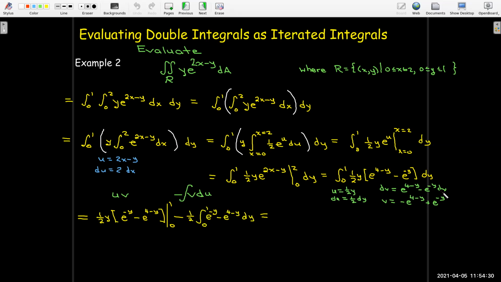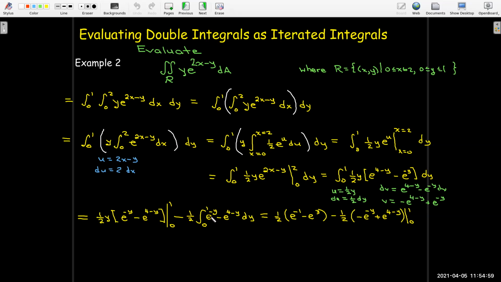Now that's just a regular integral. I'm just going to be finding the antiderivative of e to the negative y minus e to the 4 minus y. I just changed the order there because it's nice to put the positive term first. And then evaluate that from 0 to 1.